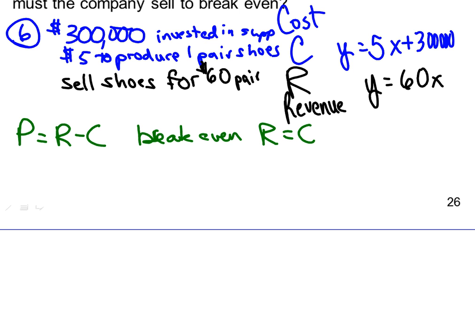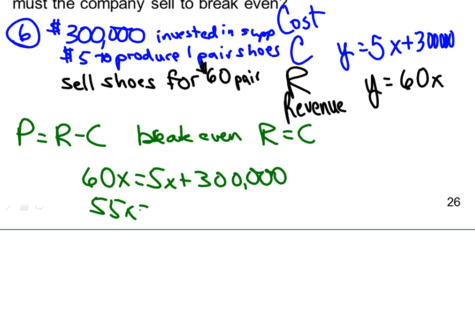And so we can just set those two equations equal to each other. 60x equals 5x plus 300,000. And when we subtract 5x, we'll get 55x equals 300,000. And then we're going to divide by 55. I don't know it off the top of my head. So what is 300,000 divided by 55?